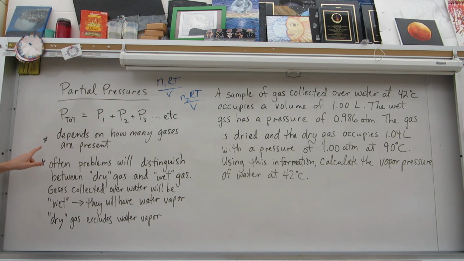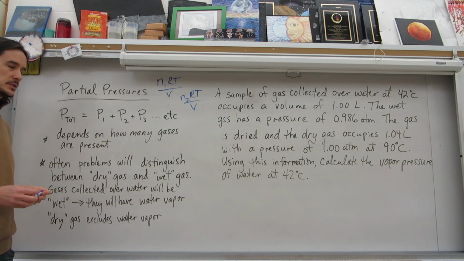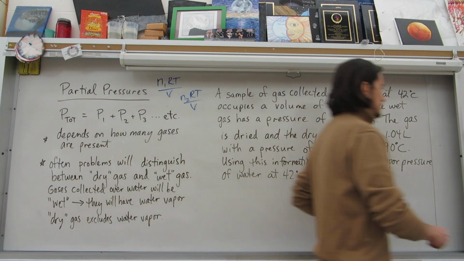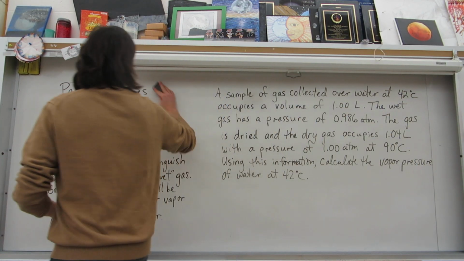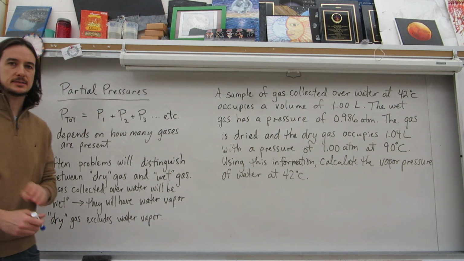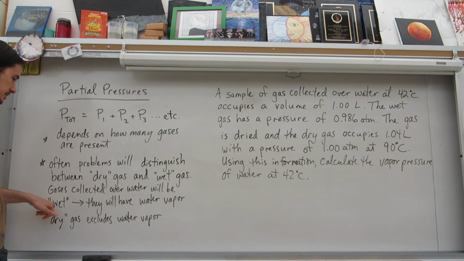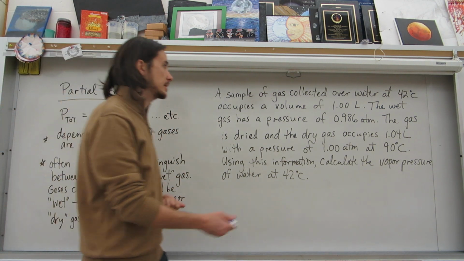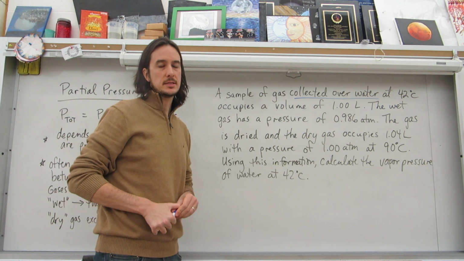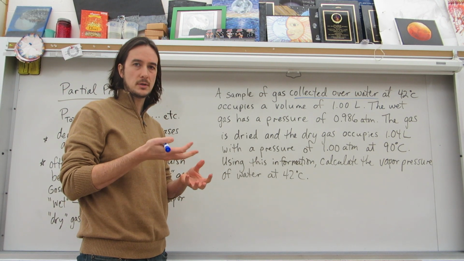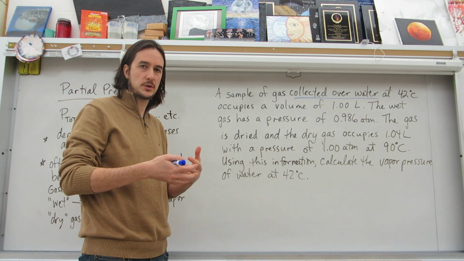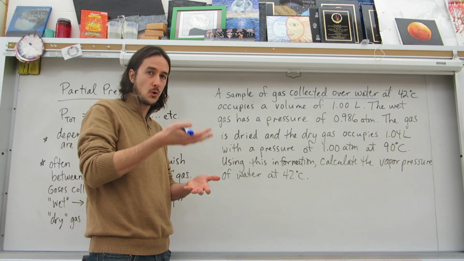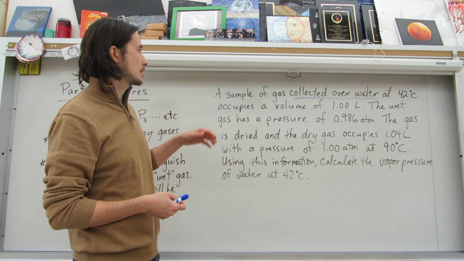So anyway, oftentimes when you're dealing with these problems, the question might ask you about a dry gas and a wet gas. If you're talking about that, it's just that the wet gas includes water vapor. So we'll look at a problem like this. We have a sample of gas that is collected over water. Since it's collected over water, and water evaporates, there's going to be a vapor pressure, a pressure of gaseous water. That's going to make a wet gas.